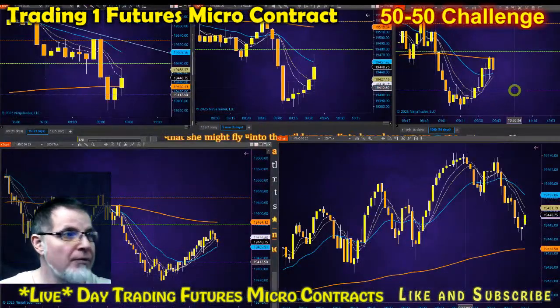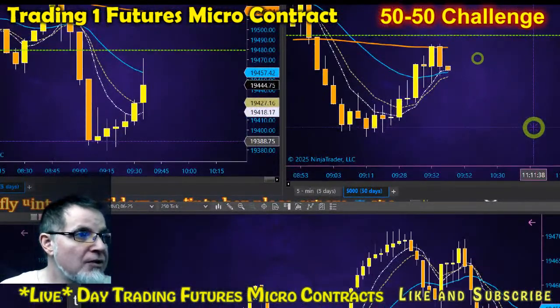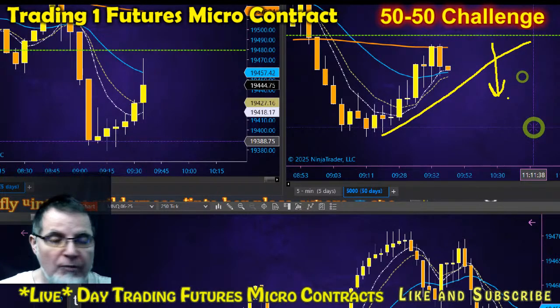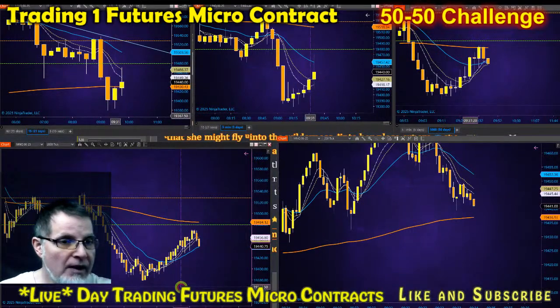So, you know, this is where it could break down. The 5,000 did cross, but as soon as it were to break down below them again, that would be the short opportunity. Okay?